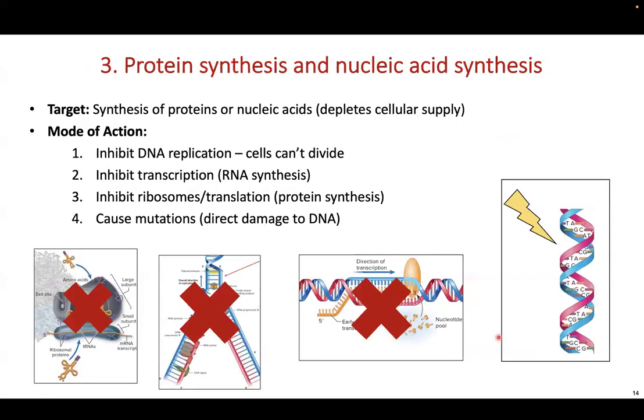So the next one is targeting of protein synthesis and nucleic acid synthesis. So the target is the nucleic acid and the protein synthesis. And the mode of action, we've discussed most of this also, is to either inhibit DNA replication, so the cell cannot make more copies of themselves, or inhibit RNA transcription, no more RNA transcription, and then inhibit protein translation. And also sometimes it causes mutation, which is a direct DNA damage.